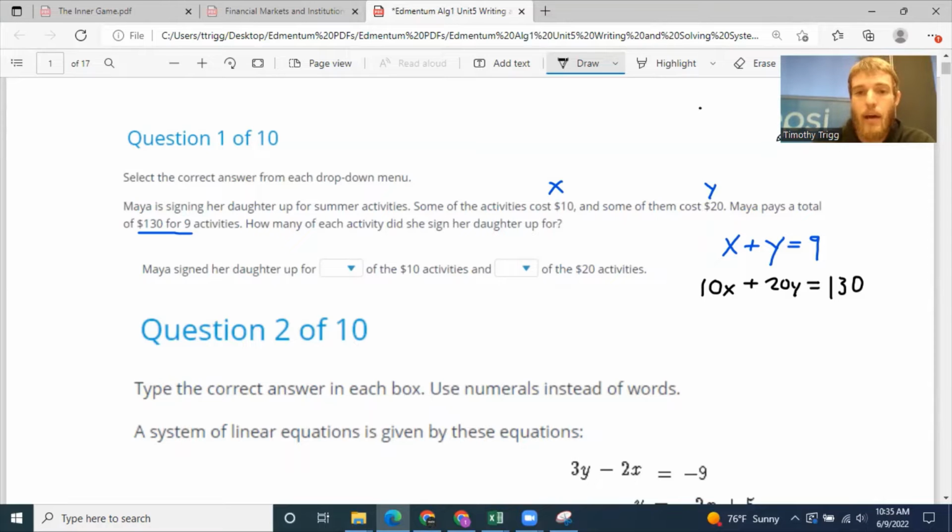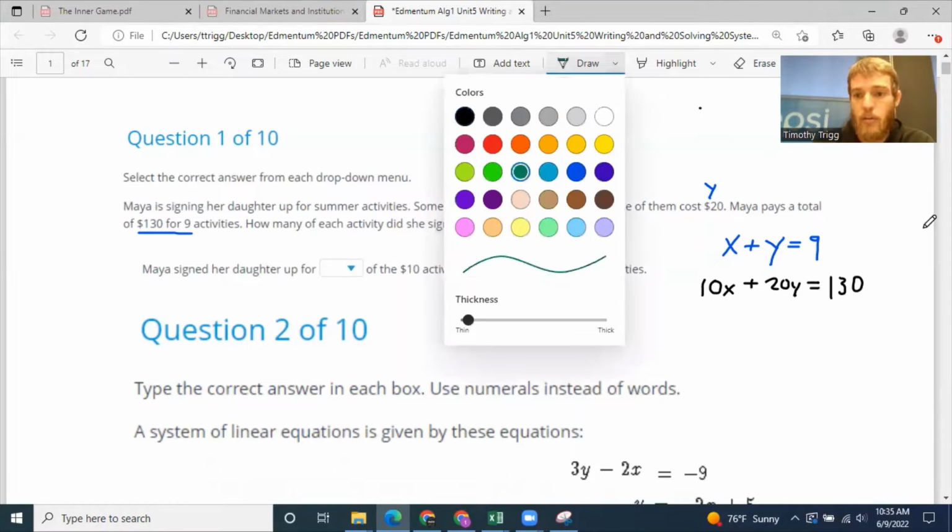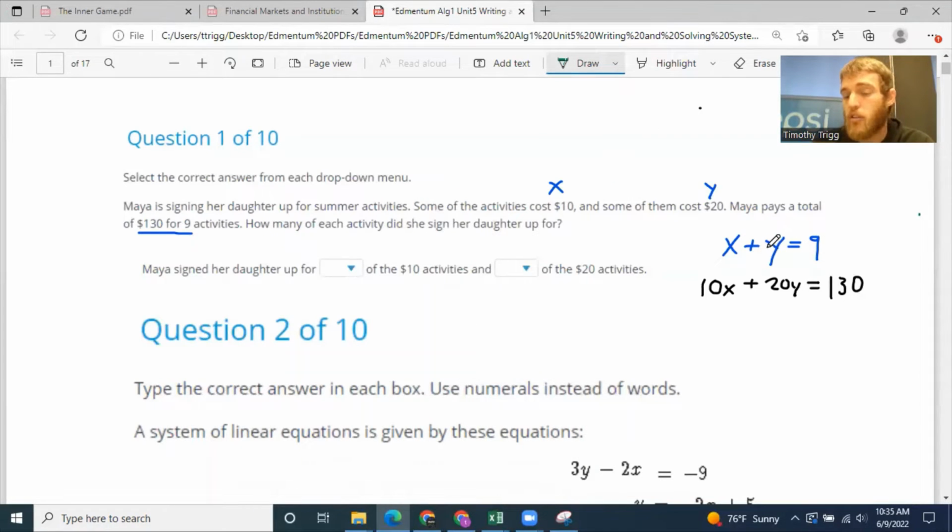What I'm looking at now is this top equation. I could easily solve for x or y in this equation. I'm going to go ahead and solve for x. But if you choose to solve for y, you'd get the same solution. It just would be a slightly different substitution.